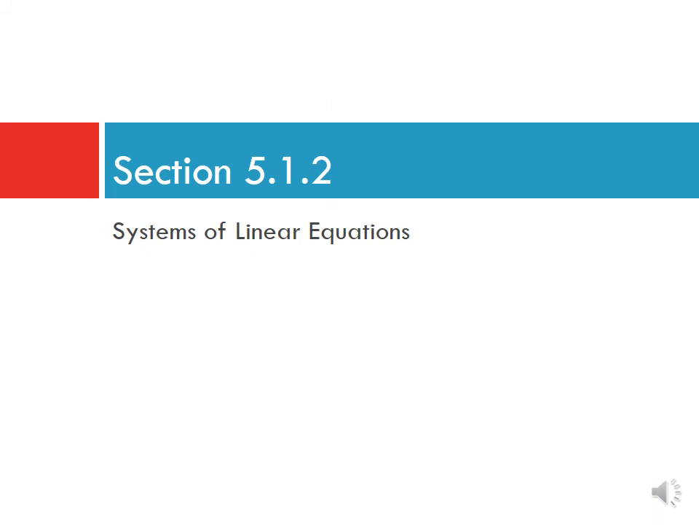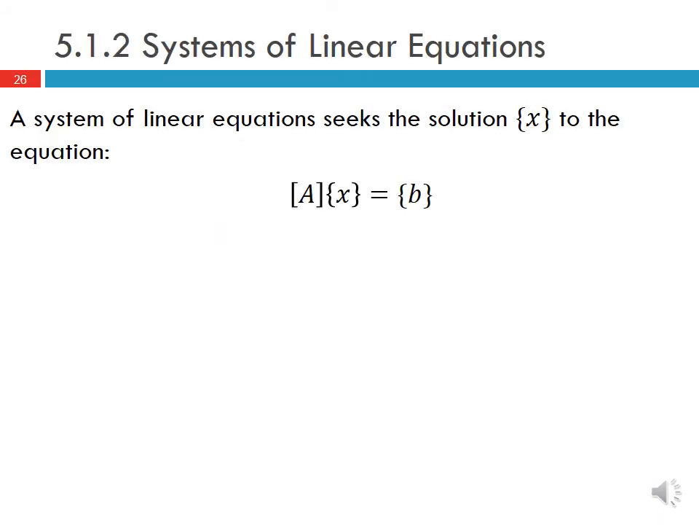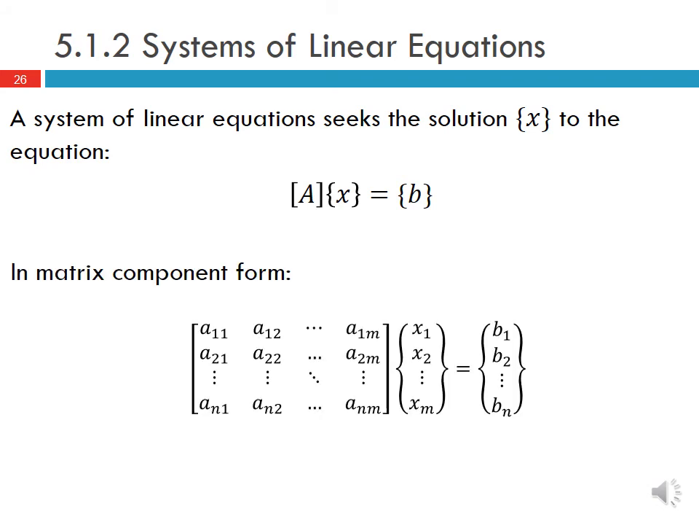So this brings us to systems of linear equations. A system of linear equations seeks the solution x, which is our vector, to the equation Ax is equal to b. So in matrix component form, this can be written as shown here. As we saw, our matrix A has these elements, A11, A12, etc. Our vector x has these elements x1, x2 up to xm, and our vector b has these elements b1, b2 up to bn. That's when A is n by m.